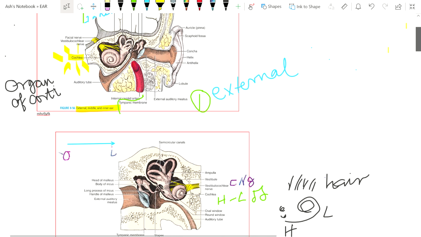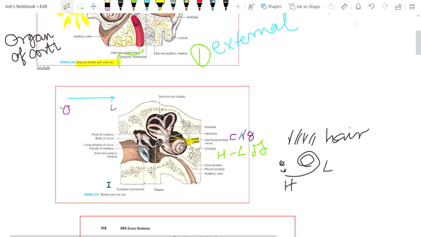Moving on, again going from the outer to the inner. You can see the external auditory meatus and the long process of incus. The auditory meatus is the canal. Then there is the tympanic membrane, the eardrum. Then the head of the malleus. Malleus is the first small bone. Then the body of the incus. Then the stapes, which, as you can see, looks like handcuffs. Then the semicircular canals are there.